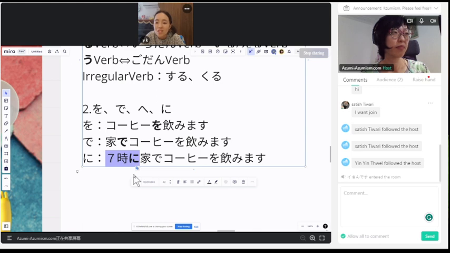Ni particle. Time. The time activity marks the time the action takes place.